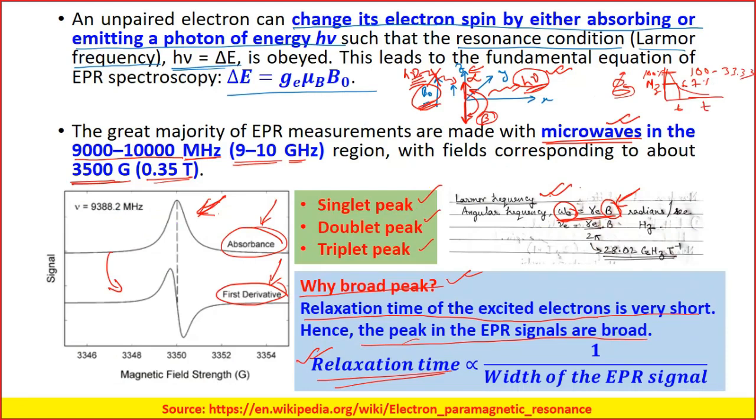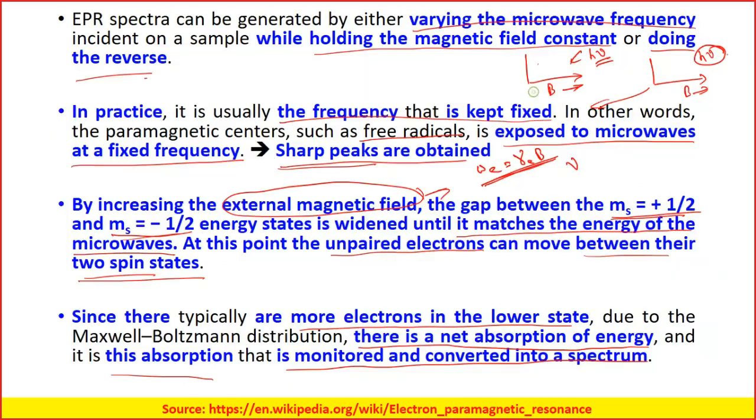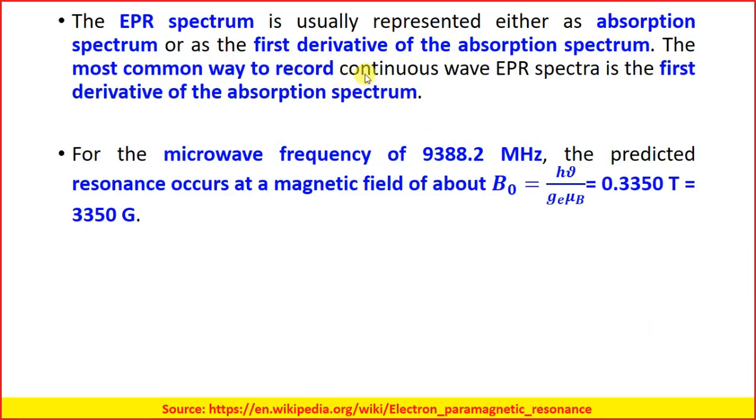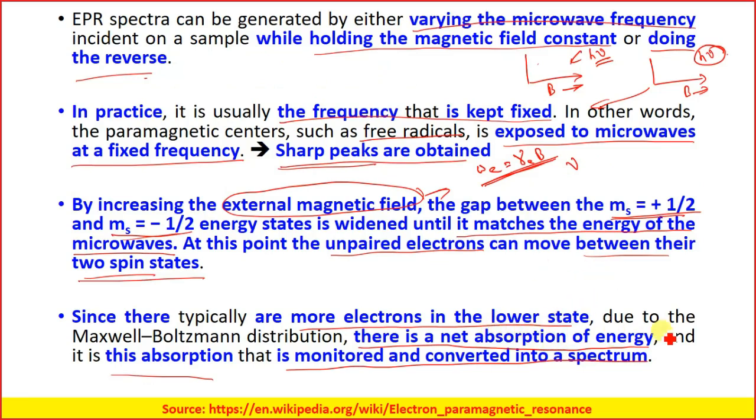So in NMR, what we were doing, we were measuring the output radiation. Over here what they are telling is the net absorption of energy, and it is this absorption that is monitored into a spectrum. So how much is being absorbed by the sample, that is being detected.